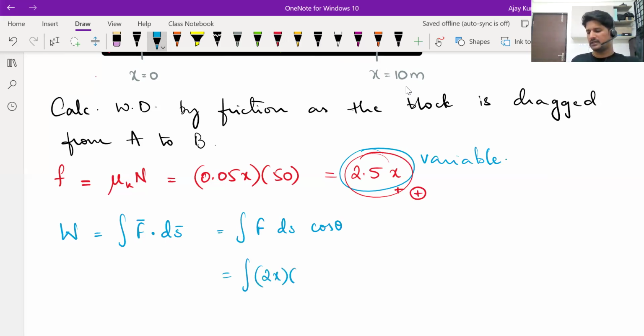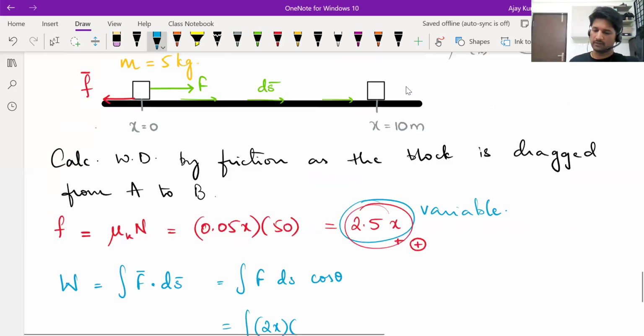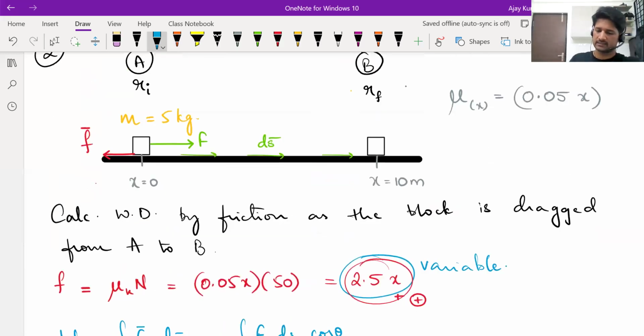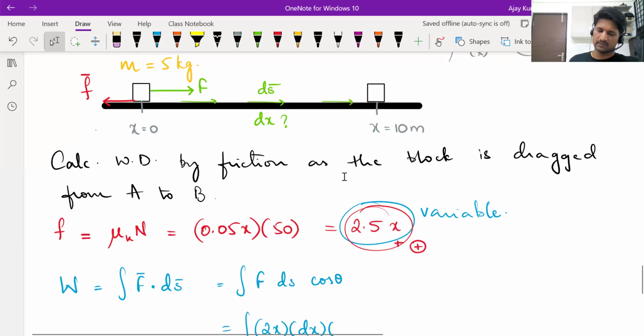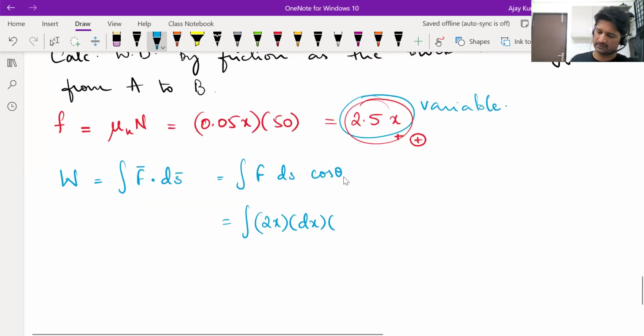Aishwarya, you tell me, can we call the displacement as dx? Is it reasonable or not? Sir, yes, because the object is moving along the x-axis, so displacement will be taken as dx. And what is the angle between force and displacement at any instant? Friction is acting backward, displacement is forward, so the angle becomes 180 degrees. At all times it is 180. So theta is a constant. Cos 180 is -1.